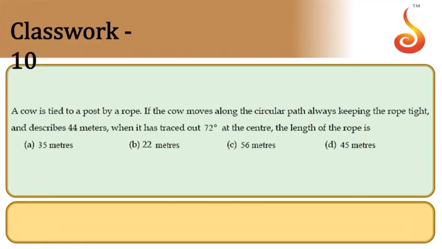Let's proceed to example 10. A cow is tied to a post by a rope, and the cow moves along a circular path, always keeping the rope tight, and describes 44 meters. So when it has traced out 72 degrees at the center, what is the length of the rope? The cow has tightened the rope and it looks like this. That forms a sector. So the cow moves in this direction along the arc.